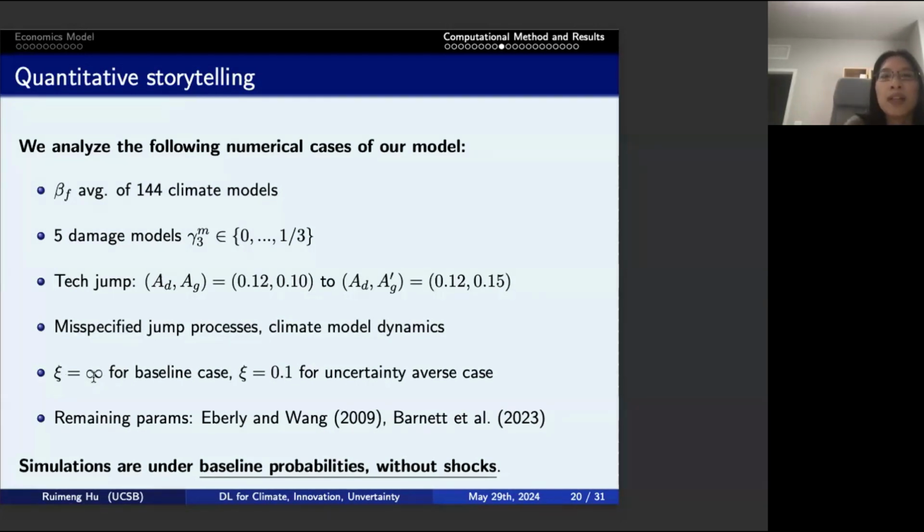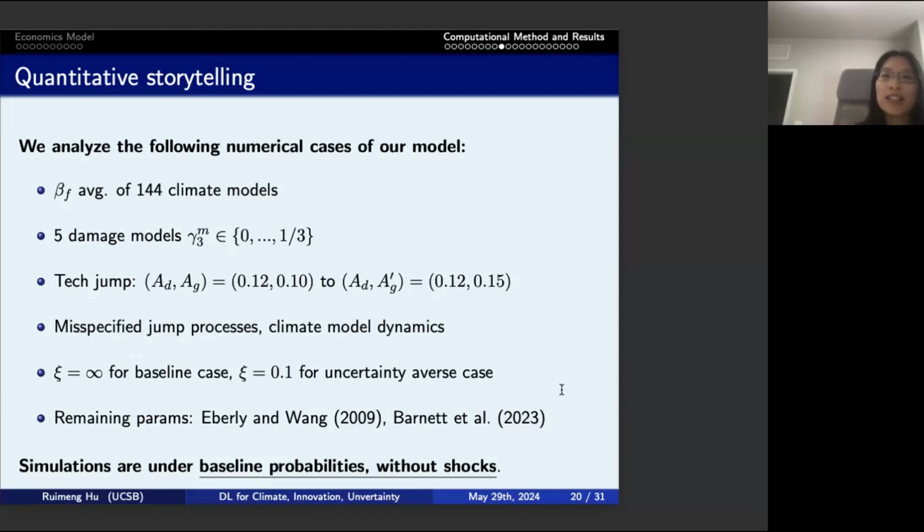So K equals infinity is called the baseline case, where the social planner is neutral and is indifferent to these uncertainties and basically facing a standard stochastic control problem. And K equals 0.1 is another case where the social planner is really conservative and cares about the uncertainty in the future. And all the remaining parameters are from the previous paper by Aberle and Wang, and also Bernie's previous paper.